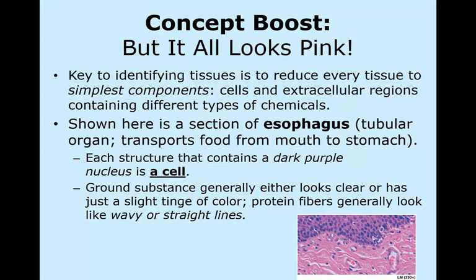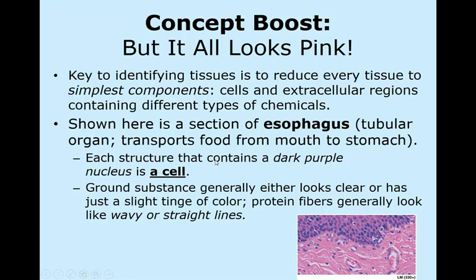Now, one thing to keep in mind when you're looking at these pictures is we're about to look at the different types of epithelial tissues. And one of the things you're going to notice is that they all are colored pink. So the question is, well, how do you distinguish one from the other? The main things you're going to look for are the types of cells, and the extracellular stuff.